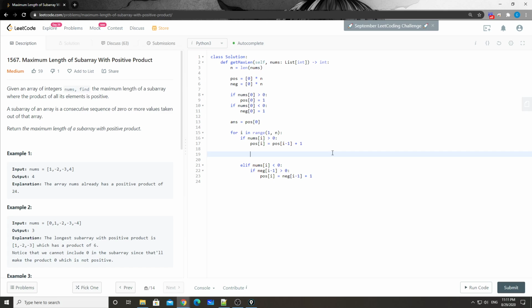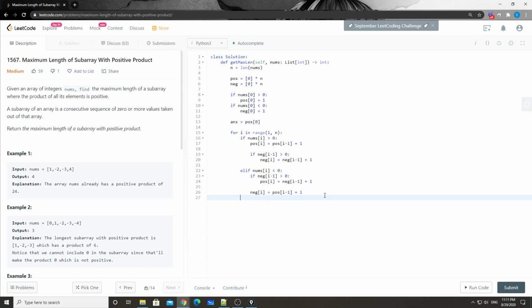Now it's time for the negative i. So basically for the negative i, if the negative i minus 1 is greater than 0, then the negative i is negative i minus 1 plus 1. And same thing for the negative number case. For the negative case, we can blindly inherit it from the positive i minus 1 plus 1.